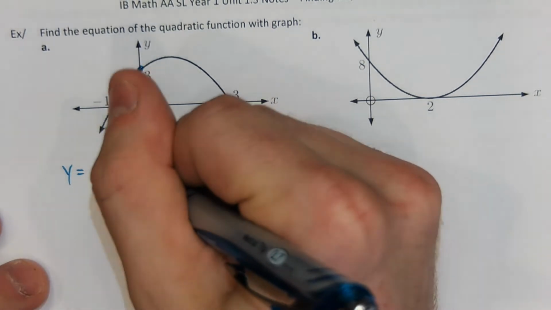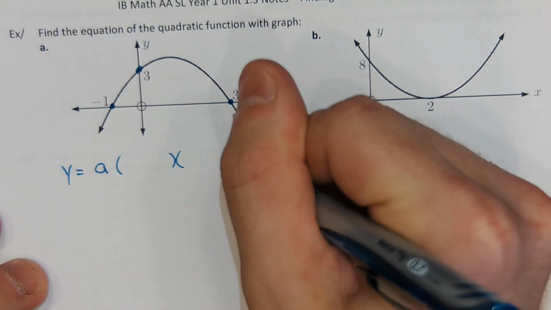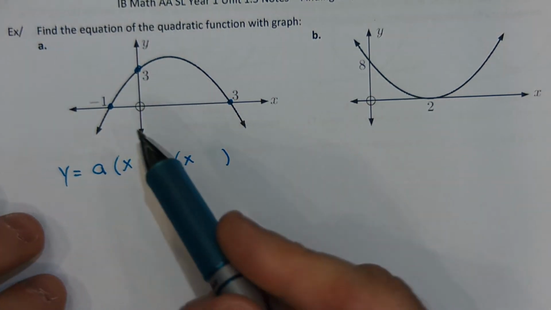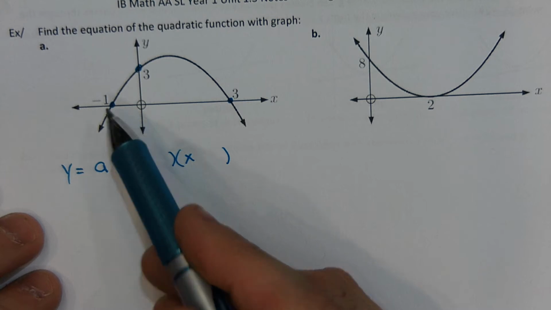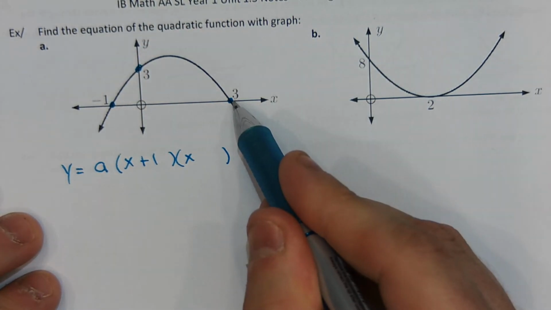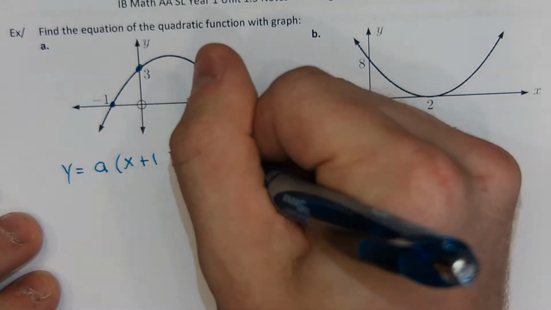But I'm going to write my 2 sets of parentheses, intercept form. X goes in the front of both of them. And we know that -1 makes one of my sets negative, so this must be +1. And that +3 makes the other one 0. It's just supposed to be -3.